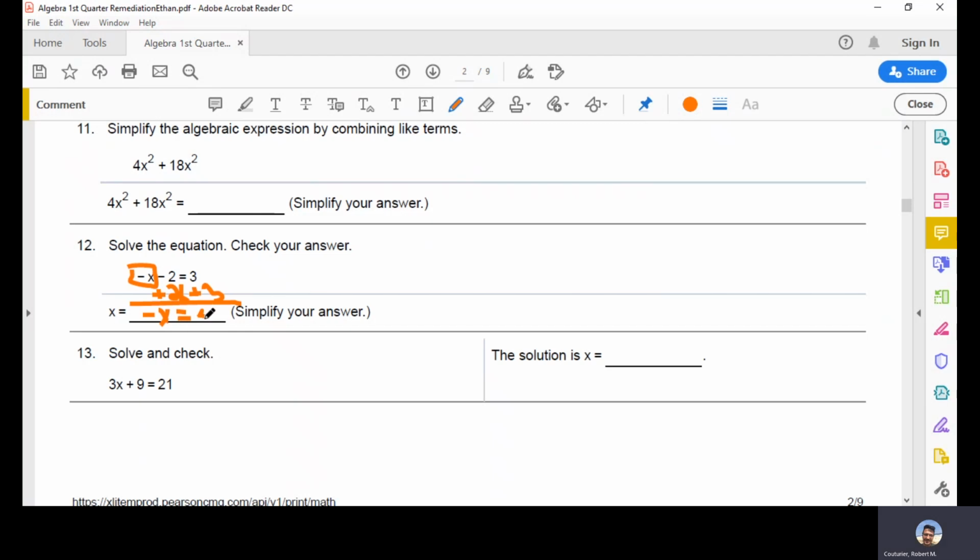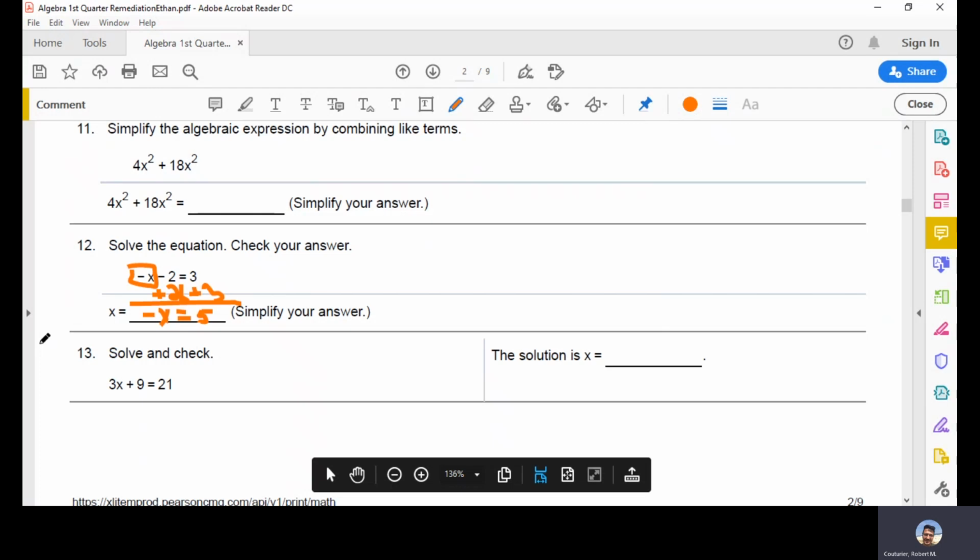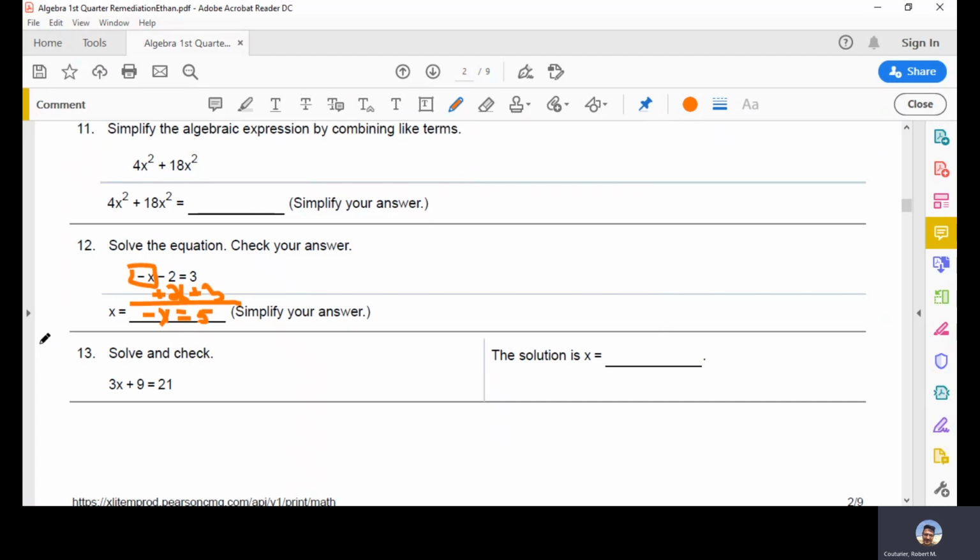equals 5. Great. Is this x by itself? No, it's not. It's being multiplied. So the multiplication/division property of equality says whatever we multiply or divide one side by, we can do the same to the other. So we need to get rid of a -1, divide both sides by -1.